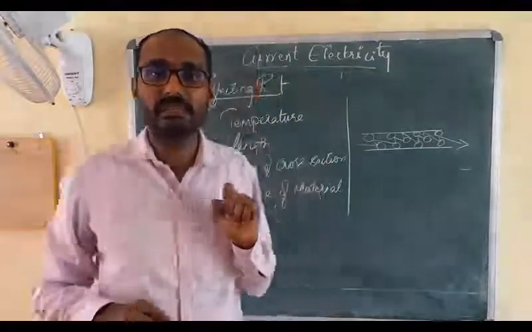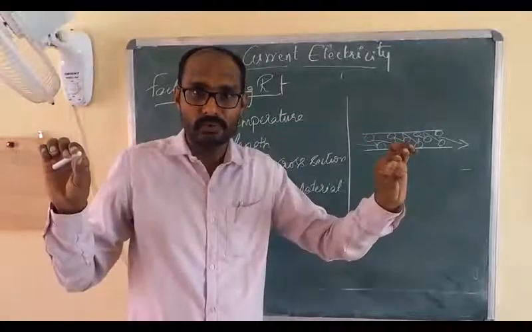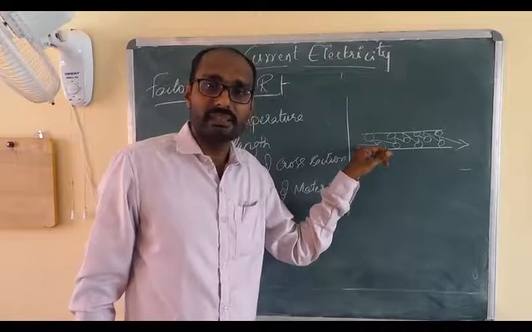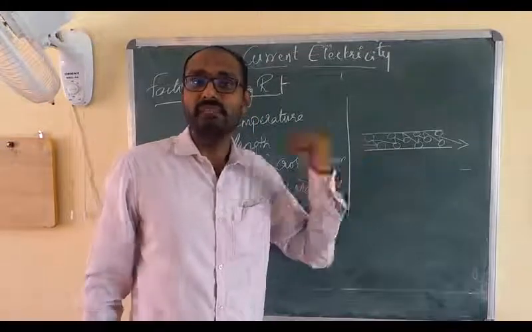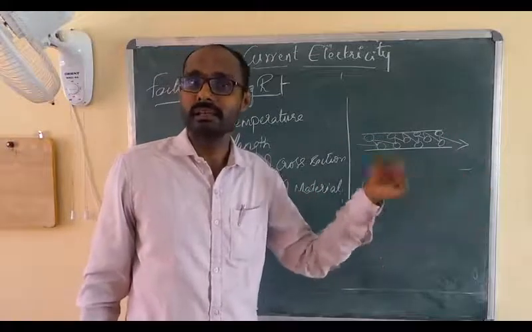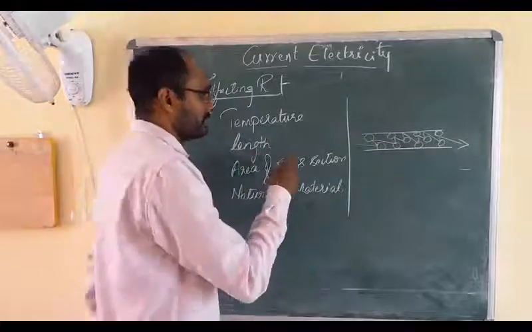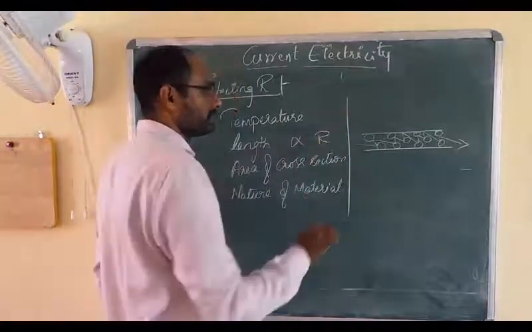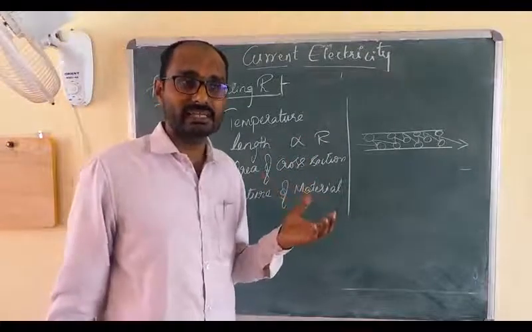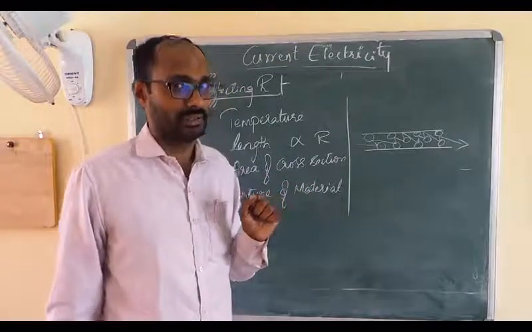The same thing is happening in the case of a wire also. Okay, if the length of the wire is more, then the electron will have to undergo more collisions. When the number of collisions is more, the time taken will be more. When time taken is more, the amount of current flowing will be less. That means we can say the length is directly proportional to resistance, or resistance is directly proportional to the length. If the length of the conductor increases, then the resistance offered by the conductor also increases.